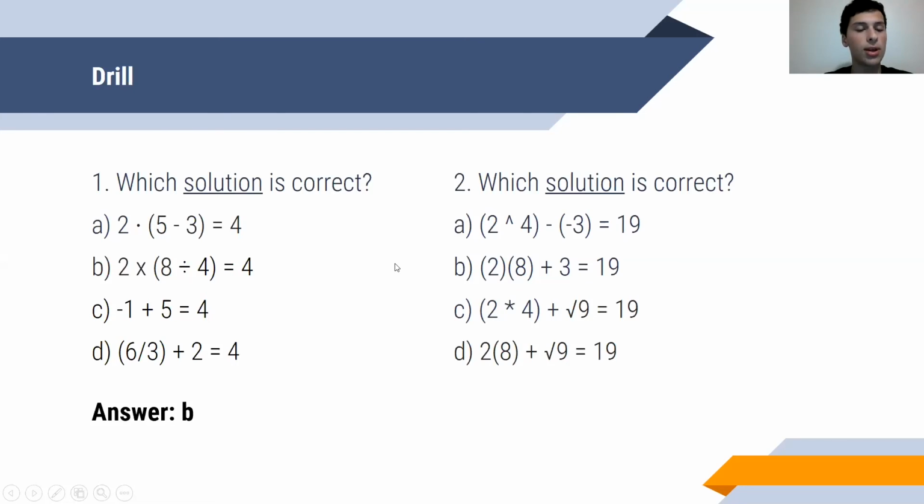Proper symbols are used. For C, we can immediately see that this is wrong because there's a -1 here. There's a negative number that's been made with a minus sign. That's not allowed. And in D here, we see a slash, so that isn't allowed as well. So the answer is B.